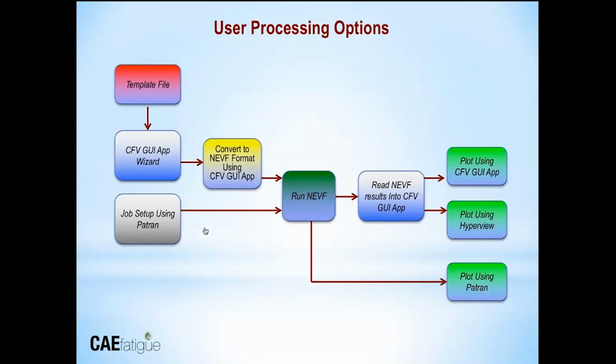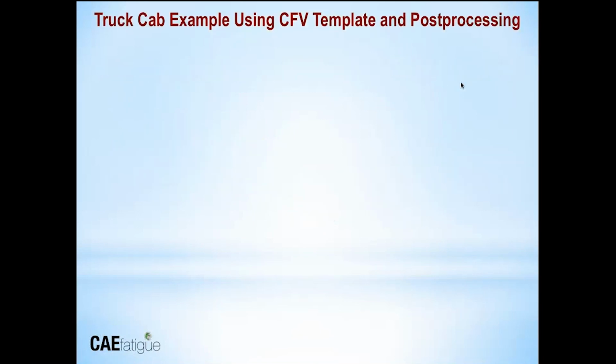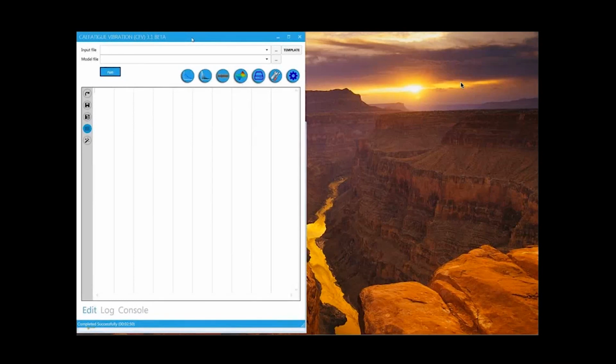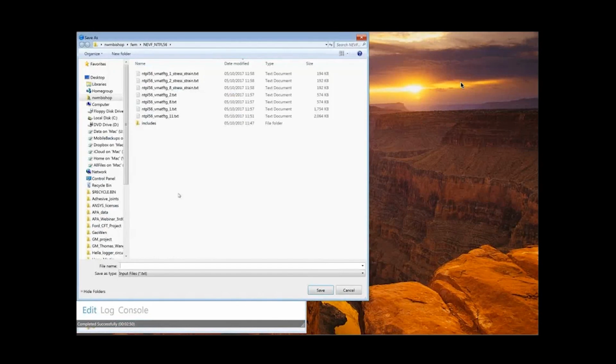Okay. So I talked about these processing options, and I'm going to focus on this one, where we start from a template file, we go through the wizard, we'll convert that into Nastran format, run Nastran, and then read the results back into the wizard. So that's what I'm going to focus on for the next 3 or 4 minutes. And I'm going to do it with a live example. So it's a truck cab example, and I'm starting off from our wizard, and I'm going to go to the template option on the upper right-hand side, and I'm going to read one of our templates. Now, you'll see I'm picking Nastran. There's a limitation here at the moment. It says 3 events, but I'm actually reading in a 12 event model. But there it is. I'm reading in a template for Nastran 12 events with the mean and PSD inputs.